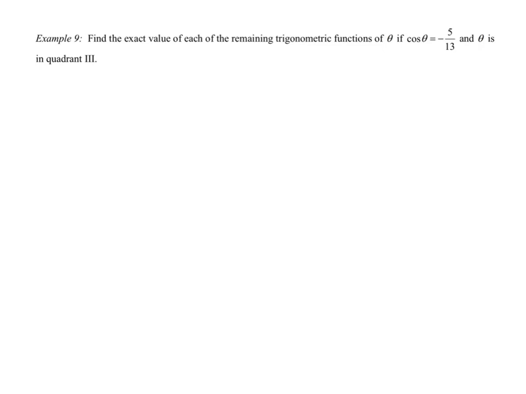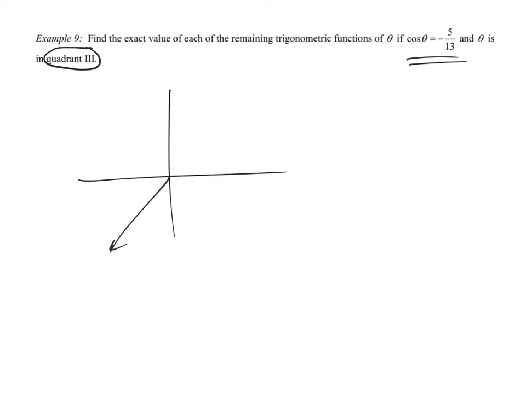Okay, in example 9, we're going to find the exact value of each of the remaining trigonometric functions of theta if cosine theta is negative 5 over 13 and theta is in quadrant 3. So what I'm going to start off by doing is drawing a picture. I'm going to draw an angle here in quadrant 3. So here's my theta, and I want cosine of this theta to be negative 5 over 13.